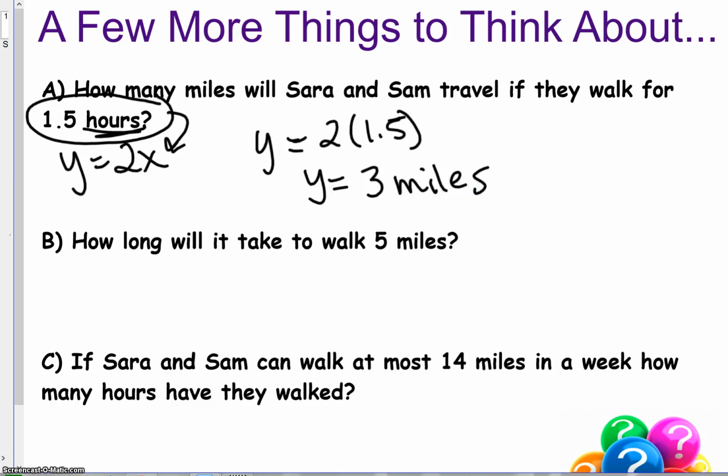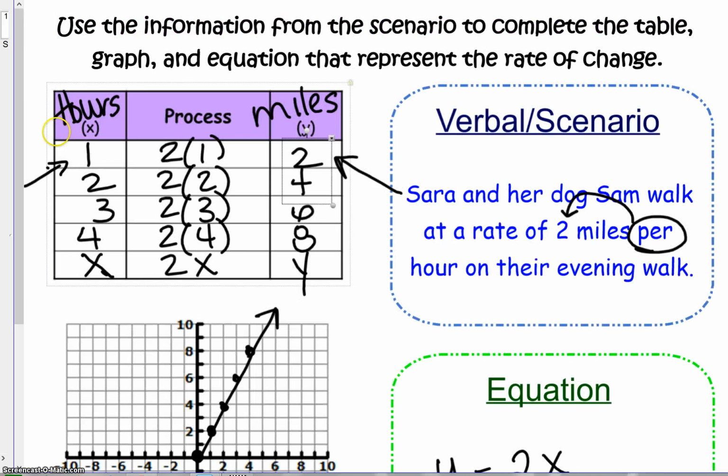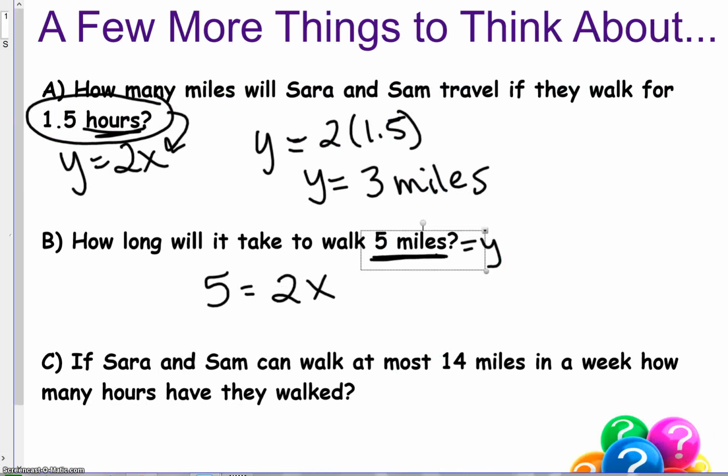Let's look at B. How long will it take to walk 5 miles? Well, now we're given miles, so we know that equals your y. So 5 equals 2x. The most important thing to think about with these is your labels, and you've got to remember where your labels were with your table. Hours are going to be where your x's are and miles are where your y is. So now all you have to do is solve for x. Divide both sides by 2 because we're trying to get rid of that coefficient in front of x. So x equals 2.5.